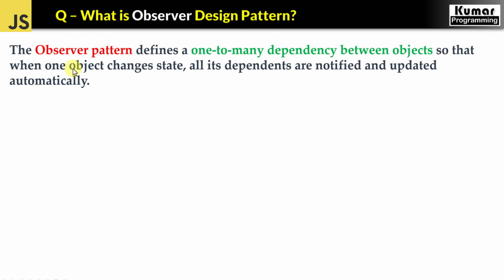So that when one object changes the state, all its dependents are notified and updated automatically. Now let's understand with a diagram. So here I'm taking a class. I can say this is a publisher, or it could be subject.